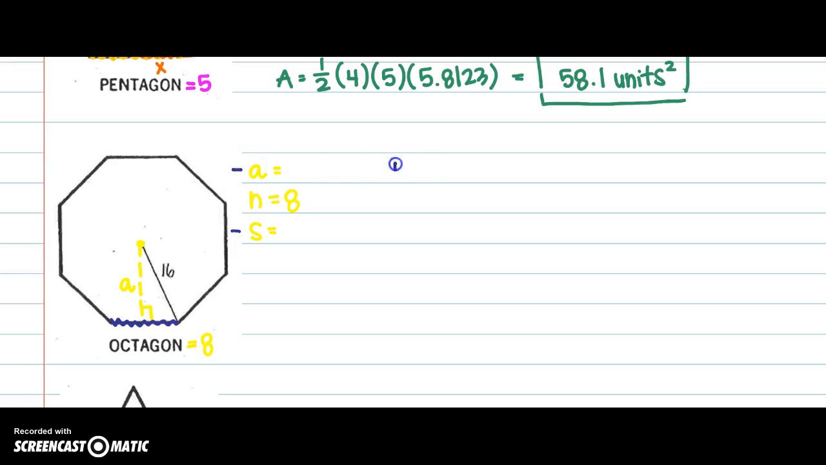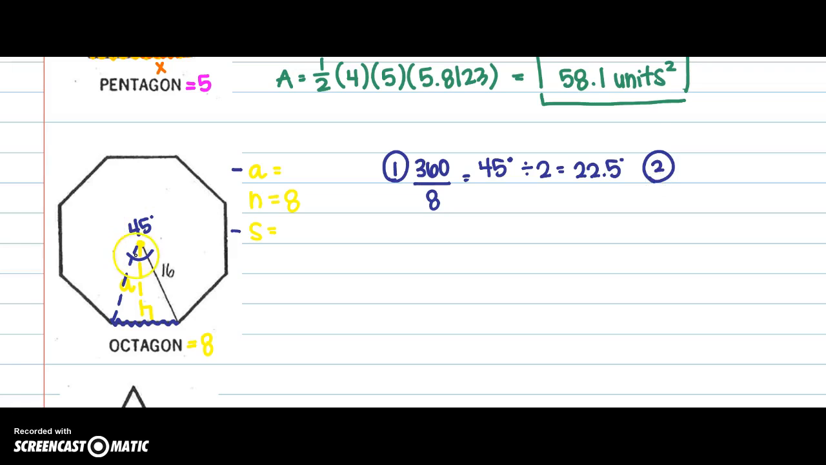But we're still going to keep on the same steps. I'm going to first find my central angle. 360 divided by 8 is going to be 45 degrees. That is if I had this entire triangle from radii to radii. That's why I divide it by 2 in step 2, which gives me 22.5 degrees. So that is step 2 that we just created. When we do that, I'm going to pull this triangle out for step number 3.